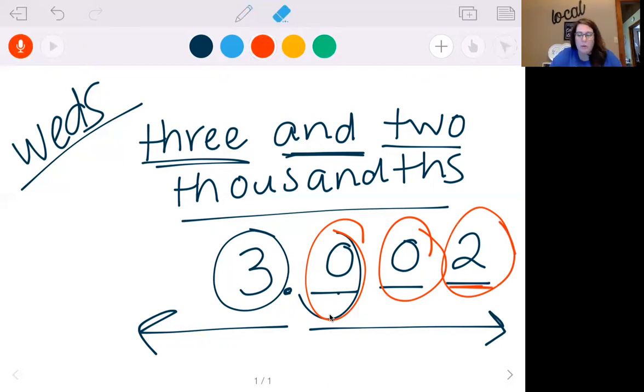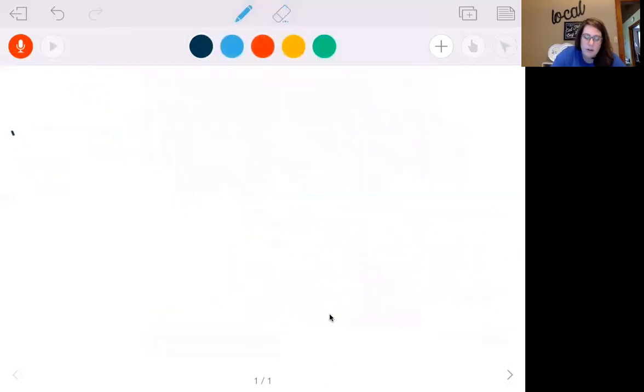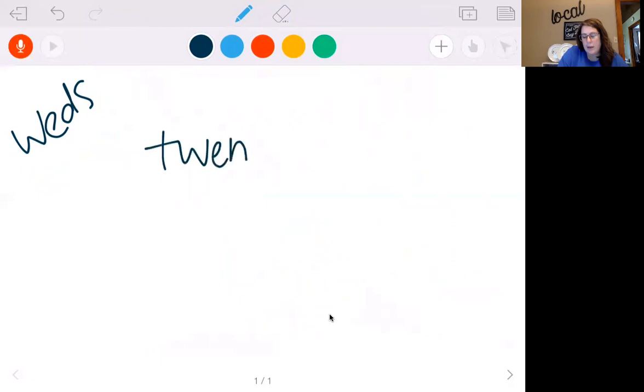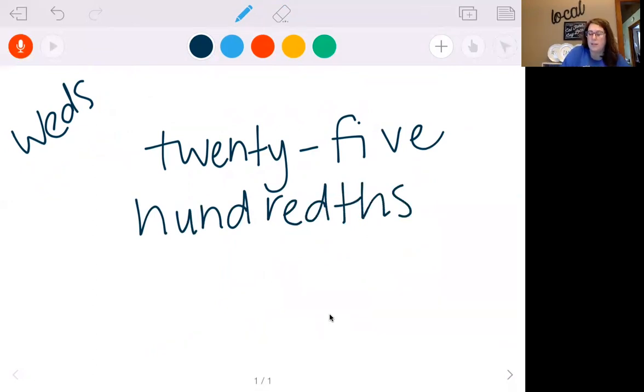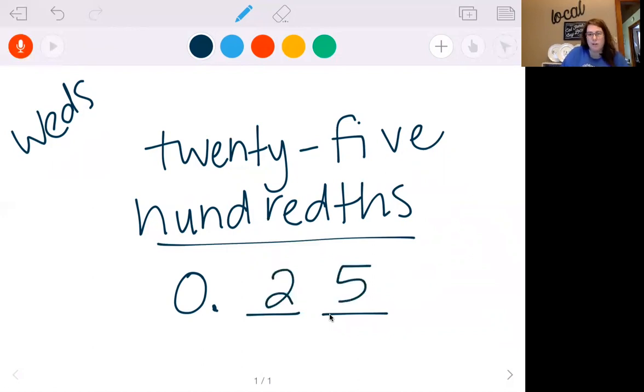So let's try another one. They might give you one like 25 hundredths. So for this one, there's no word "and," so I'm not going to have a whole number and a decimal. I'm still going to have my decimal, just not a whole number on that side. 25 hundredths. Hundredths tells me I'm going to have two spaces, and then 25 is two numbers, so it fills in right here, 25 hundredths. So they're pretty simple once you get used to them.